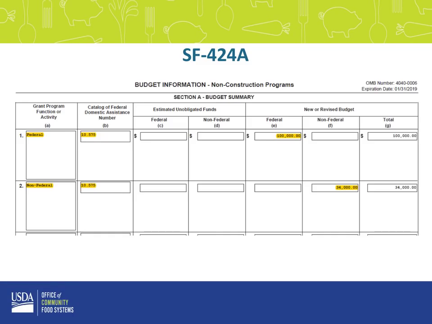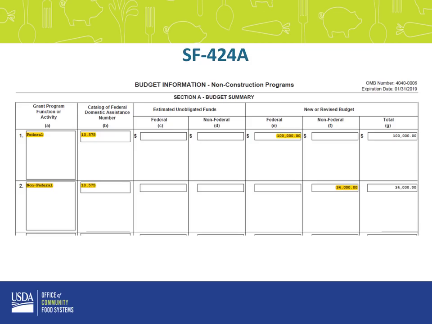So the first is, one of the forms that is in grants.gov is the SF424A. I don't really expect you to be able to read the actual numbers on this slide, but I just wanted to give you a snapshot of what it looks like. On the first page of the 424A, there are multiple rows. I only captured 2 of them here.